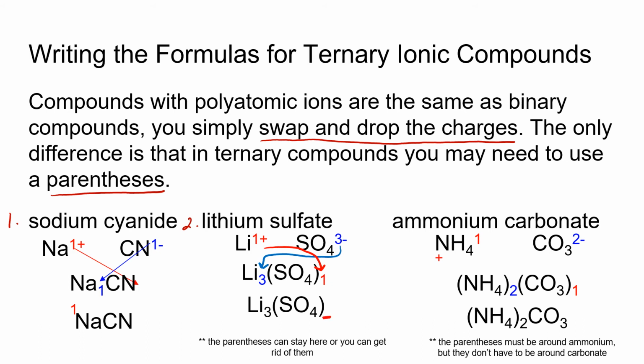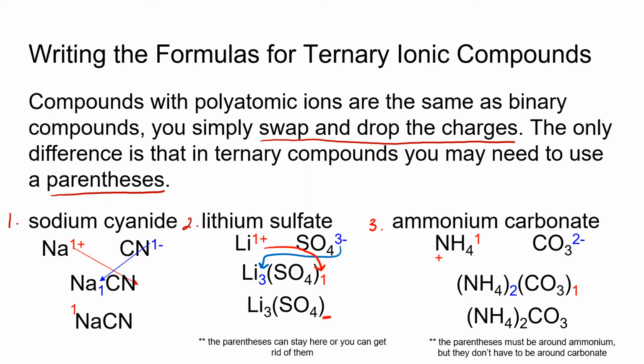So having the parentheses here is optional, but it doesn't hurt to include them in your formula. Let's take a look at where we would have to include the parentheses, and that's going to be in our last example here, where we're looking at ammonium carbonate. When we look at the formula for ammonium on our list of polyatomic ions, we see that it has the formula of NH4 +1. Carbonate has the formula of CO3 2-.